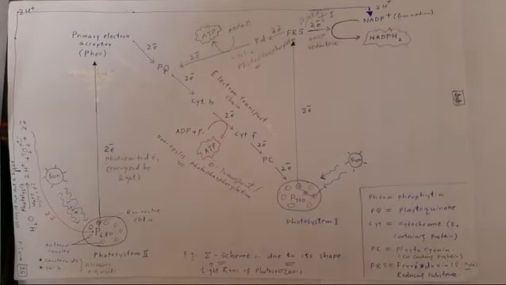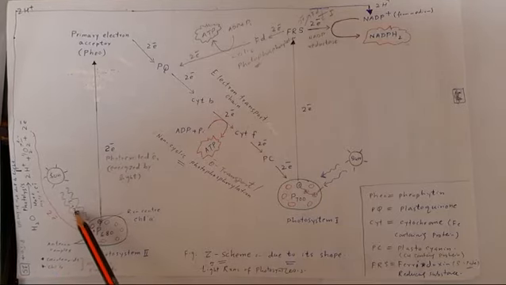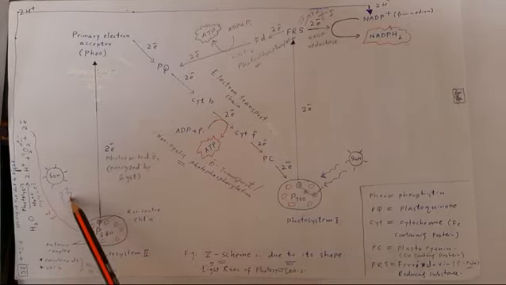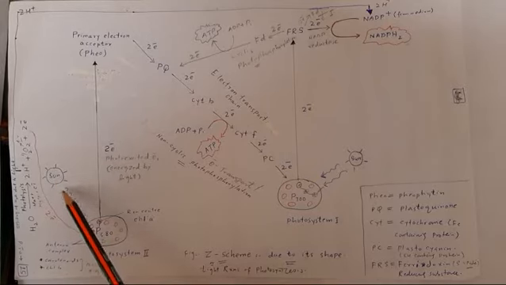Now if you look into this diagram, from this diagram we will explain the light reaction of photosynthesis. As earlier I mentioned, light reaction takes place in the granum of the chloroplast. It is initiated when photosynthetic pigments capture light energy coming from the sun.